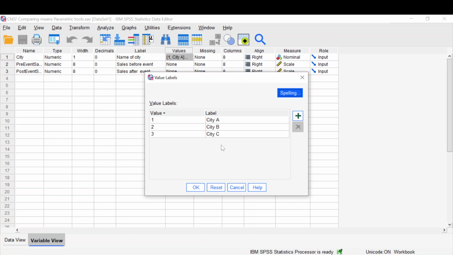And the reason is simple. A t-test can only compare up to 2 values or 2 variables. So in order to tell SPSS what we want to compare, we need to make it obvious that we're comparing either city A and B or city A and C, right? Or city B and C. It cannot compare all 3 using a t-test.